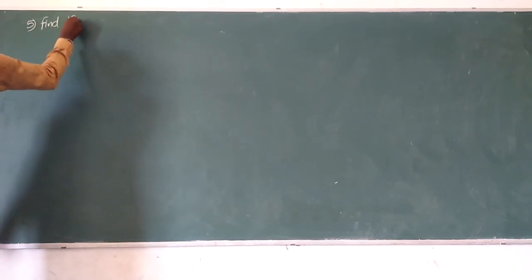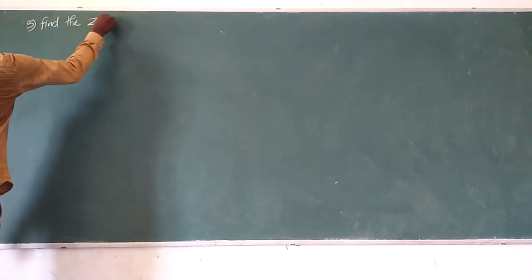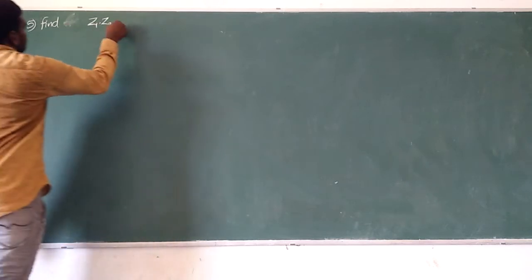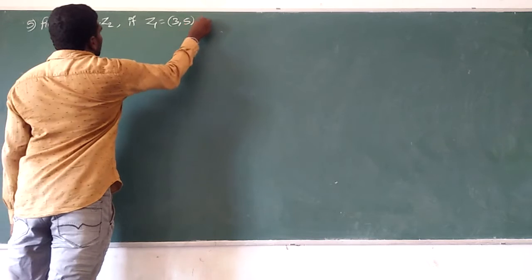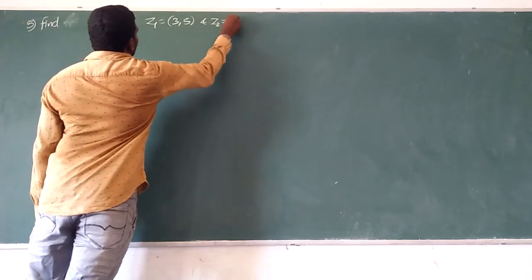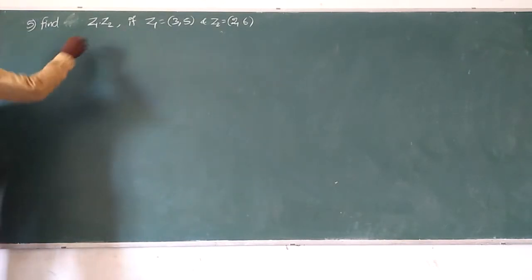Find Z1 into Z2, if Z1 equal (3, 5) and Z2 equal (2, 6). You know, 2 marks questions. So, solution.